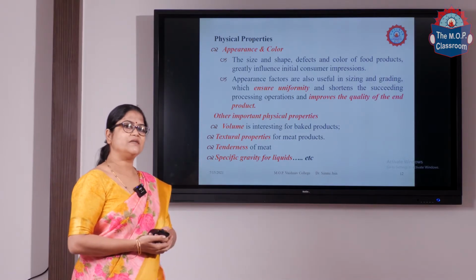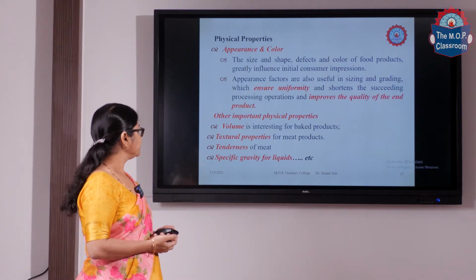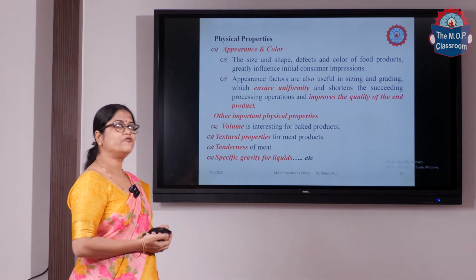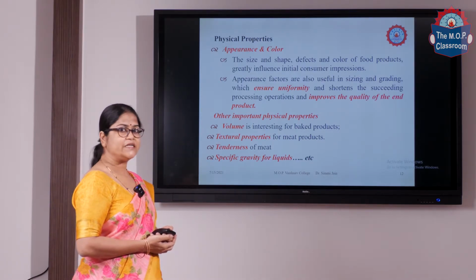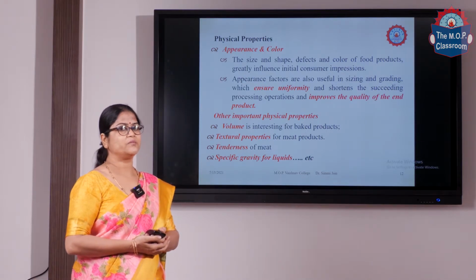Other important physical parameters which are specific to some food products are volume for baked products, textural properties for meat products, tenderness for meat, and specific gravity for liquid products.